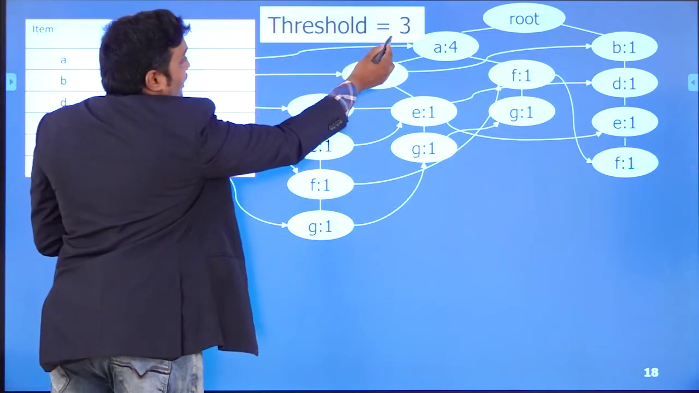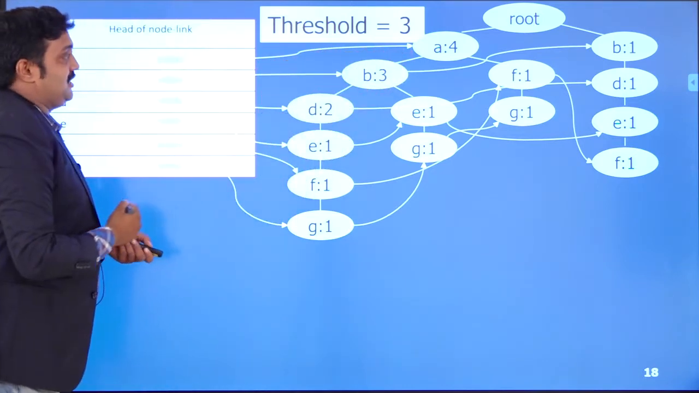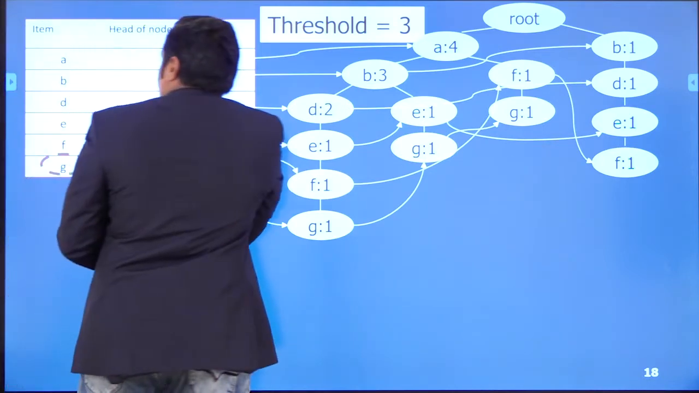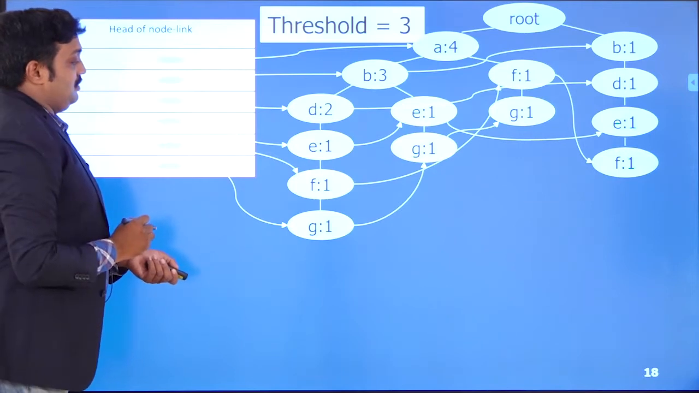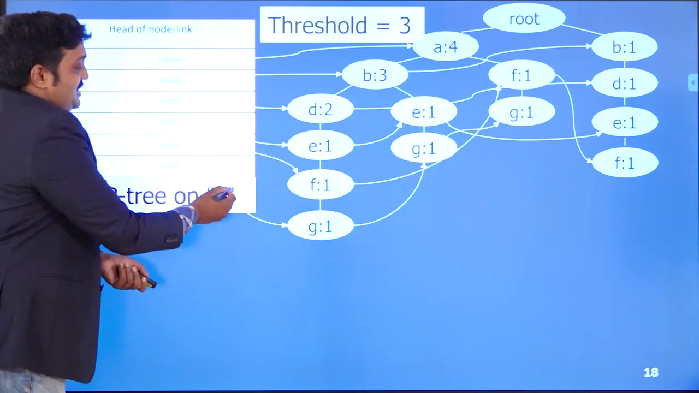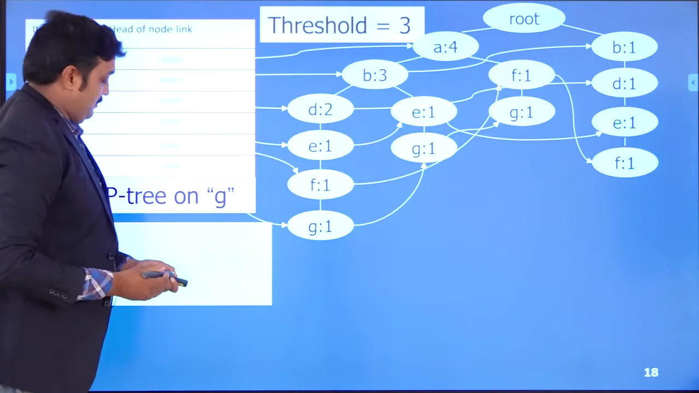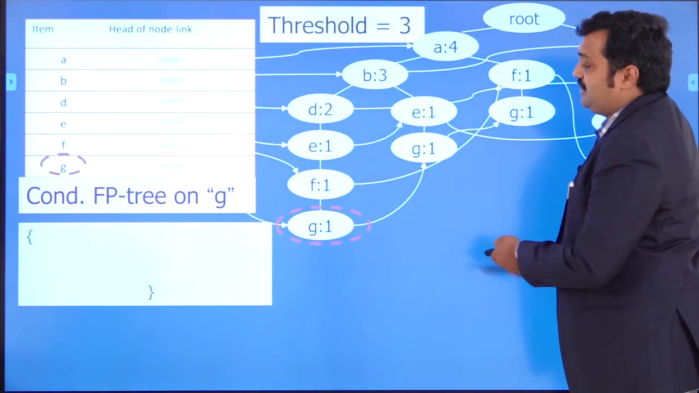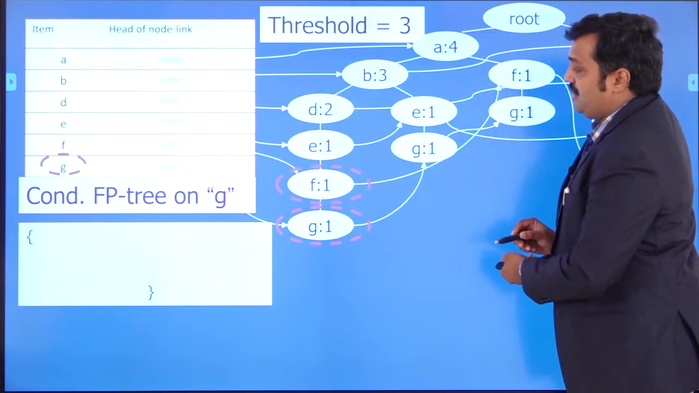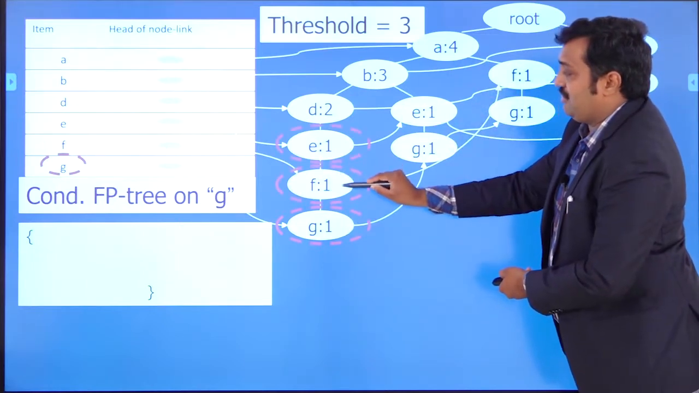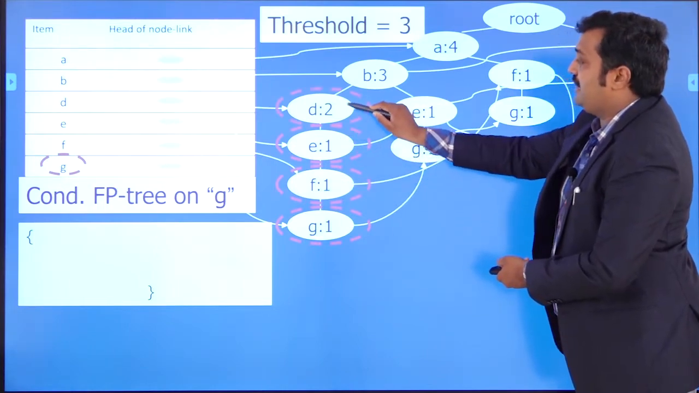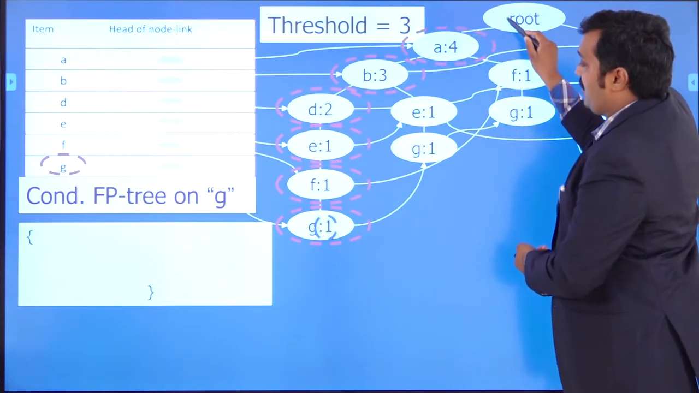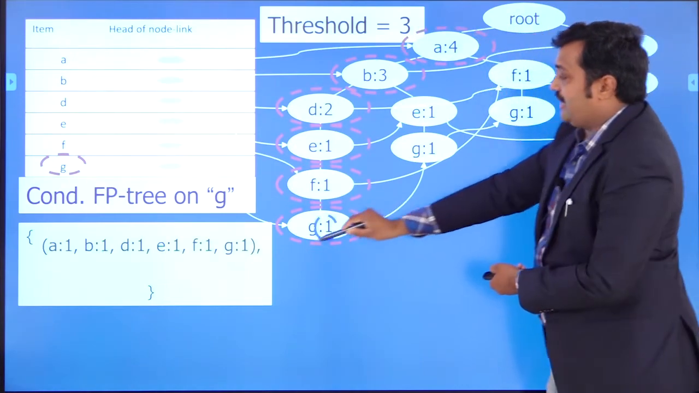Now our threshold is 3, so only when the count is 3 or more can we consider it. Now start with the least item, that is G. We are starting with the least item, G. Condition on G. We scan the G paths. The first path is A, G once, F once, E once, D once, B once, A once, and finally we reach the root. So we take all of that as the condition.